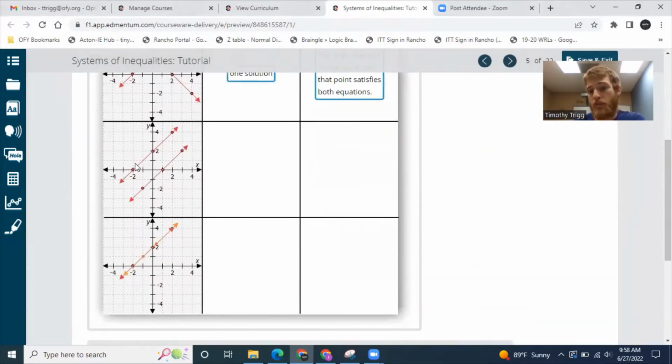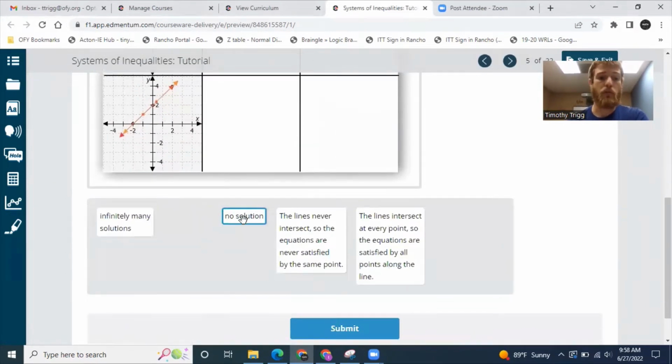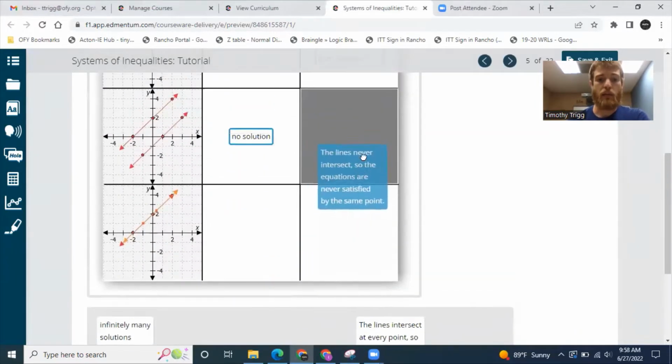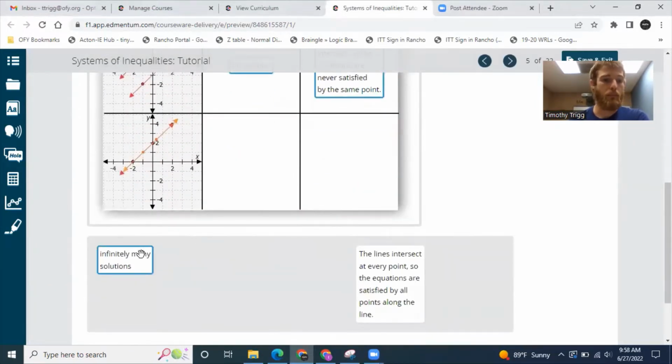You can see these two lines are parallel. So where do they cross? Well, they don't cross at all. So the number of solutions they have is no solution at all. The lines never intersect, and that's why they have no solution.